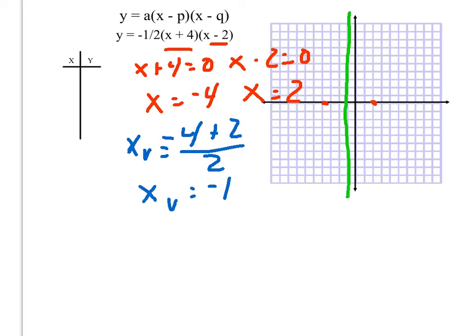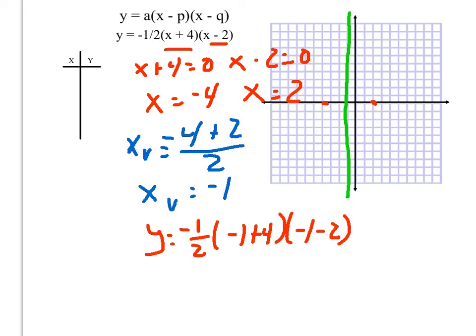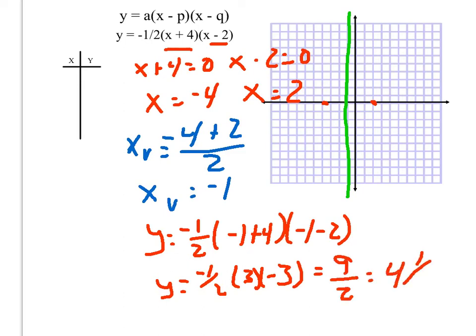Now, to find the y-coordinate, as always, we just plug our x-coordinate in and do the math. So we would have y equals negative 1/2 times negative 1 plus 4 times negative 1 minus 2. So our y-coordinate then will be negative 1/2 times 3 times negative 3, which will be positive 9/2, or 4.5. So our y-coordinate is at positive 4.5, which will be right around in this area.